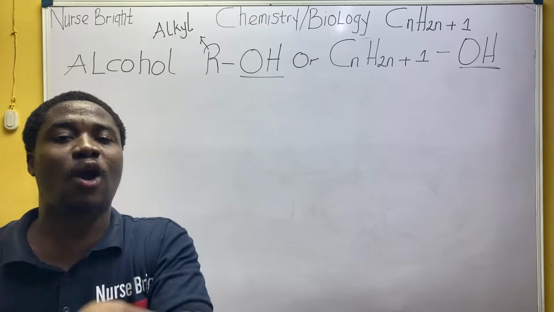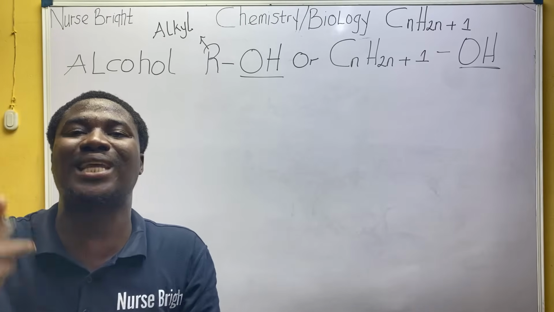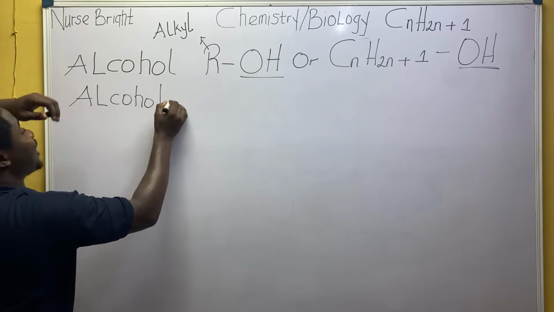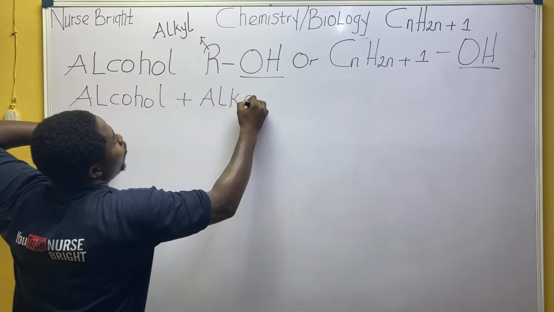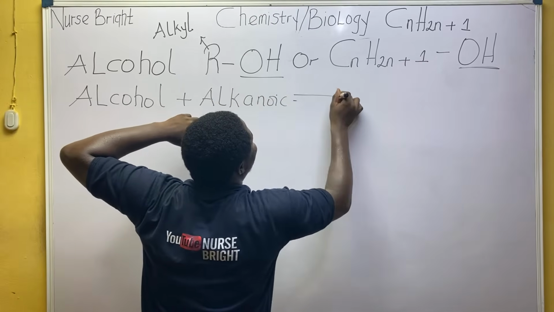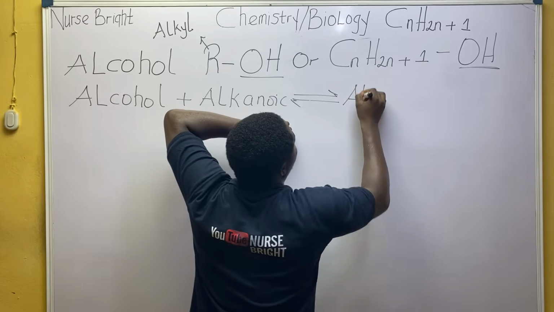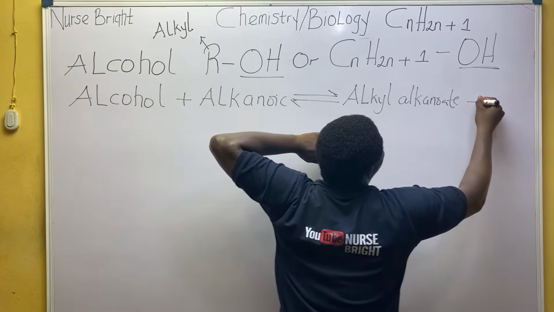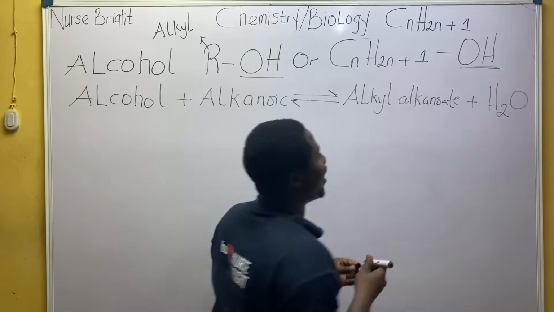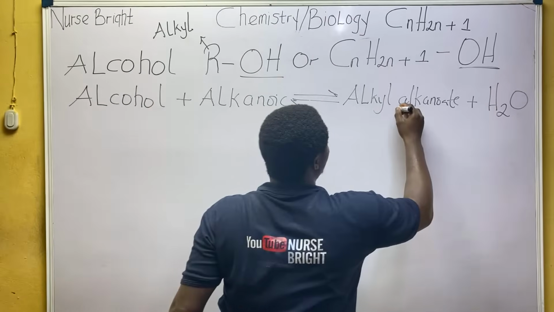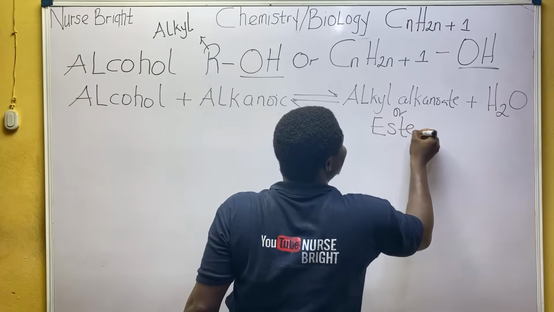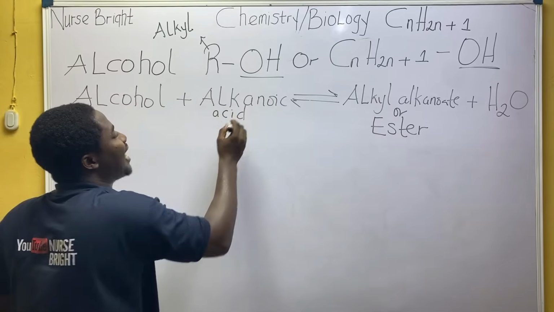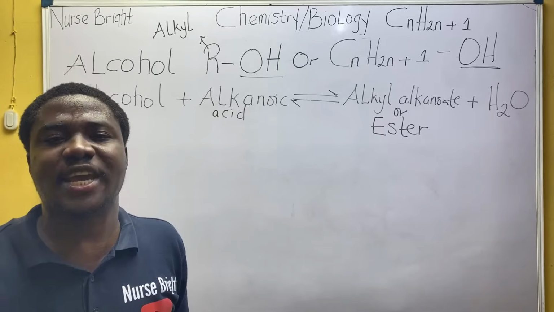For instance, when alcohols react with alkanoic acid, what do we form? We form what we call the alkyl alkanoate, and water is formed, which is H2O. Are you aware that the alkyl alkanoates are also called esters? So when an ester is formed in a reaction between an alcohol and an alkanoic acid, that reaction is called esterification.